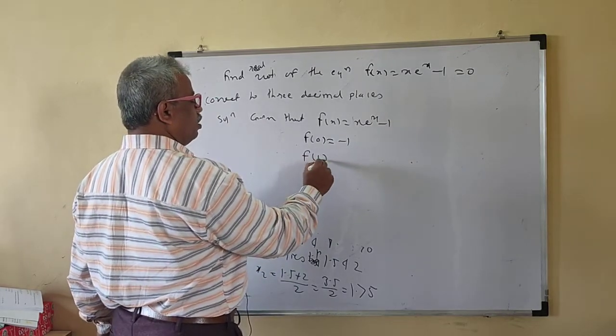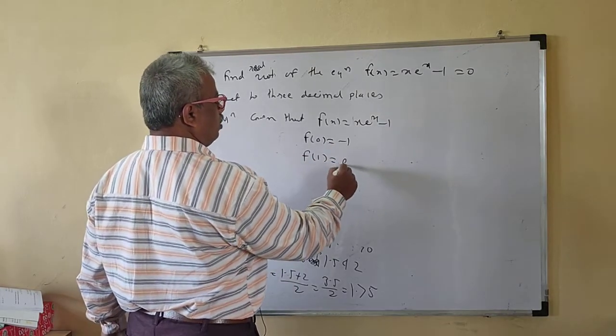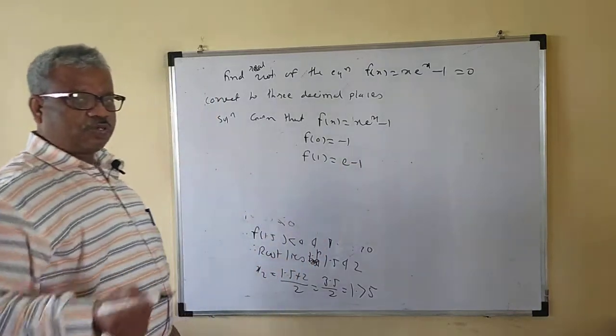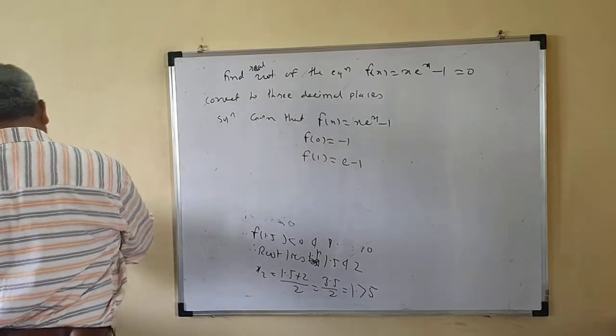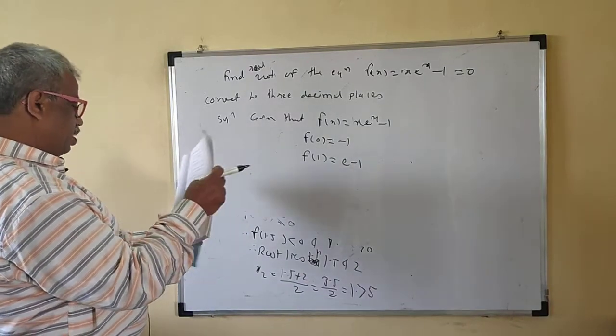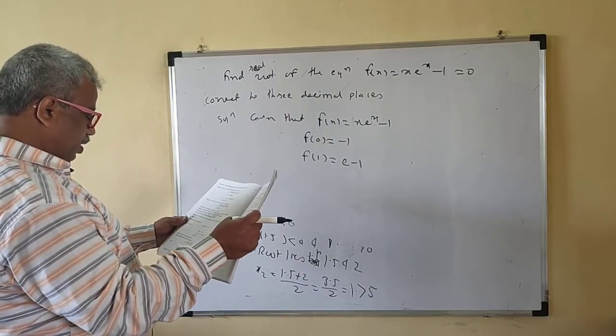Now f of 1. F of 1 is e minus 1. Now the approximate value of e is something like 2.43. What is the approximate value of e?